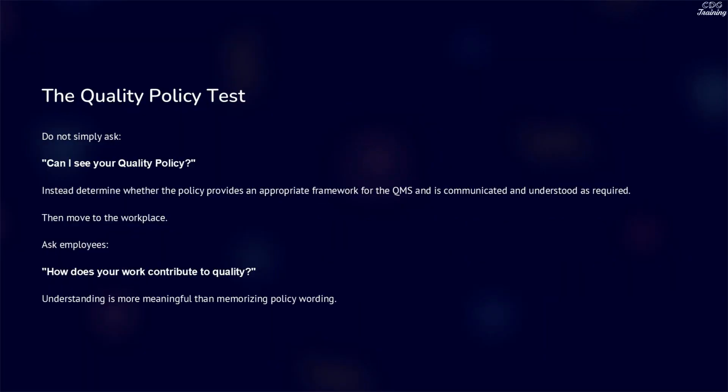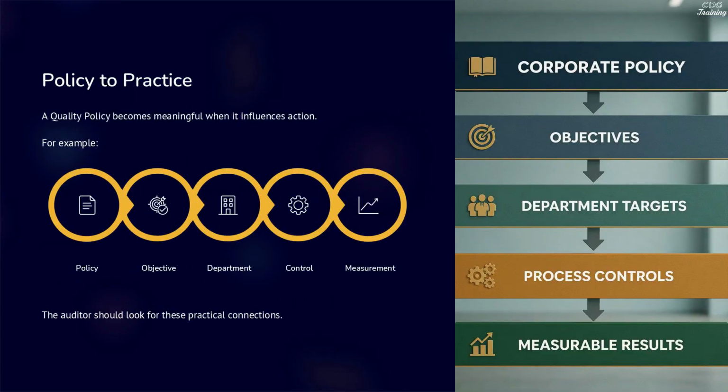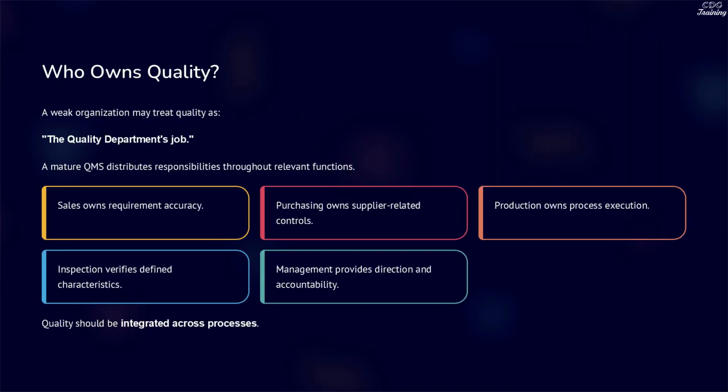Instead of asking for the quality policy, determine if it provides a framework for the QMS and is understood. Ask employees how their work contributes to quality for meaningful insights. A quality policy is meaningful when it influences action. Look for connections between policy, objectives, department, control, and measurement to ensure practical application. A mature QMS distributes quality responsibilities across functions. Sales, purchasing, production, inspection, and management all play roles in ensuring quality.